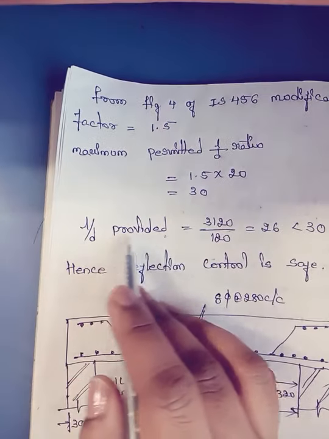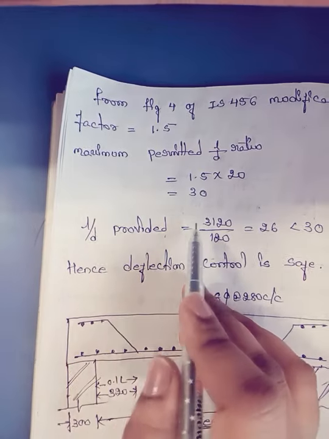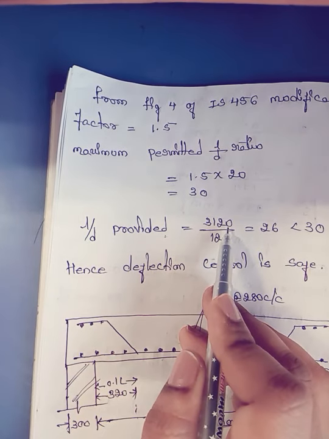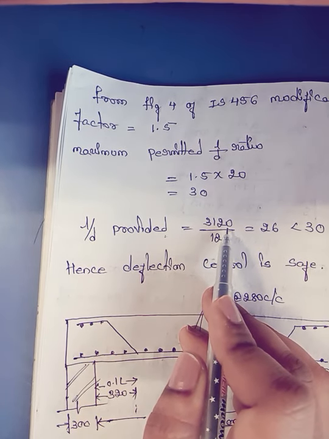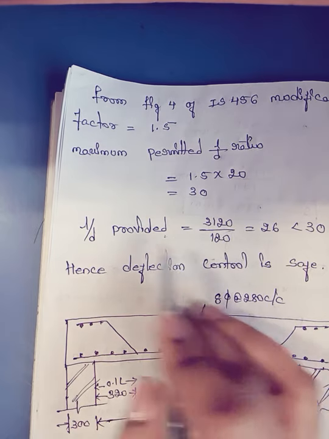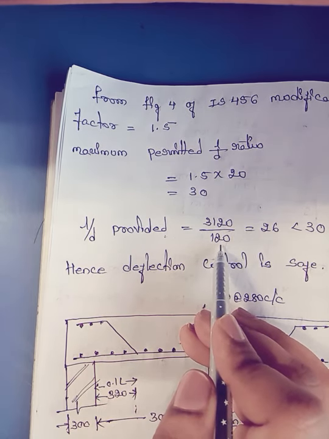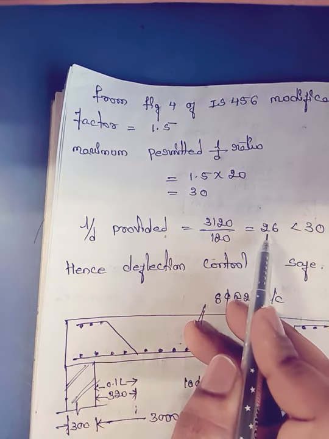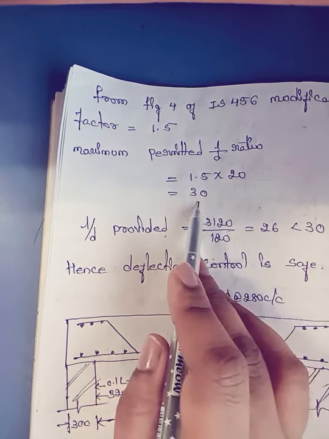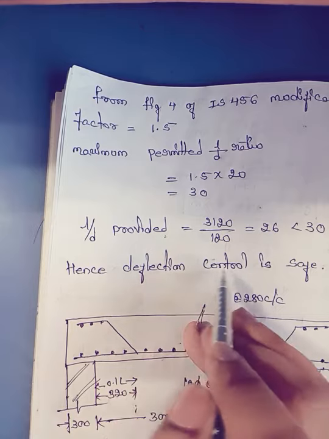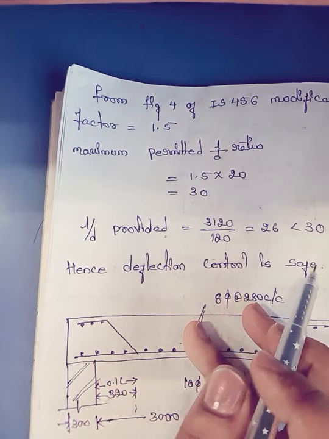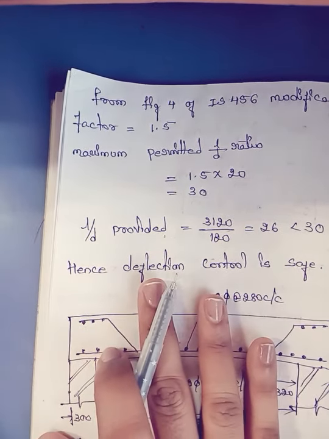We'll see L by D provided. L is how much? 3120, which we already calculated in the starting step. And d is how much? 120, the effective depth is equal to 120. So it is equal to 26, which is less than this 30. Hence deflection control is safe. So that is the check for deflection.